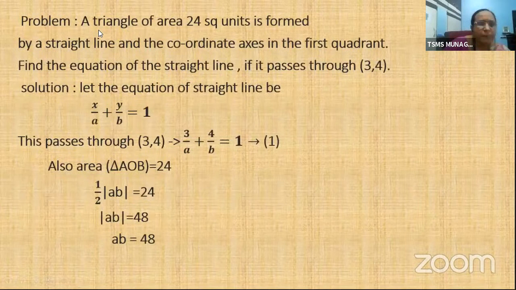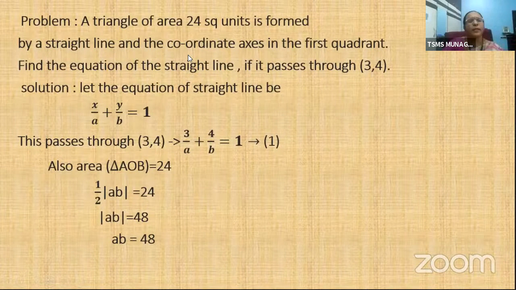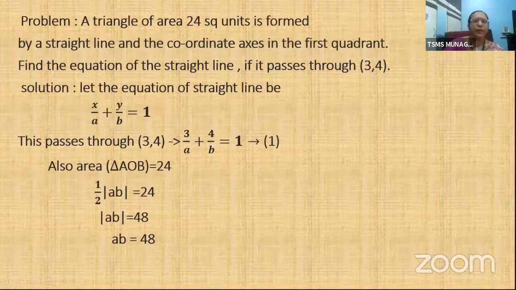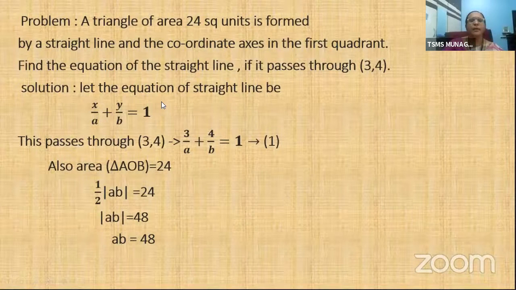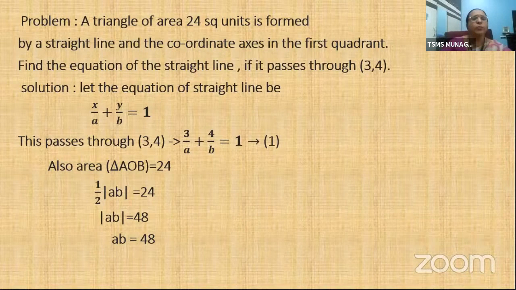A triangle of area 24 square units is formed by a straight line and the coordinate axes in the first quadrant. Now we have to find the equation of the straight line if it passes through (3, 4). Since it is intersecting the coordinate axes, it is quite easy to take the intercept form, which will help you to calculate faster.